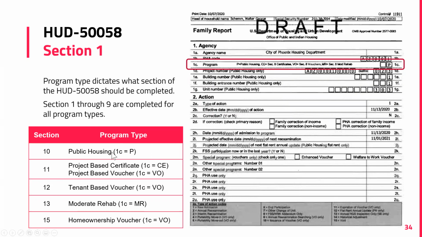But if they indicate that this is public housing, they're going to be filling out section 10 of the form. If they indicate that this is a project-based certificate or a project-based voucher, they're filling out section 11. If they indicate this is a tenant-based voucher, they're filling out 12. Mod rehab is 13 and homeownership voucher is 15. 13 and 15 we're not going to talk about today. We're only going to talk about 10, 11, and 12. Now, sections 1 through 9 are always completed regardless of the program type.